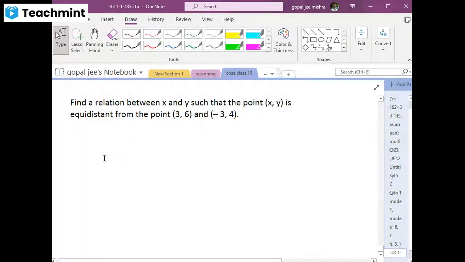Yes. Okay. Here the relation between x and y is to be determined. It means what? They are expecting a relation, a form of equation in terms of x and y, so that for every x and y, this (3, 6) and (-3, 4) are equidistant. Are you getting? What question is expecting from us?